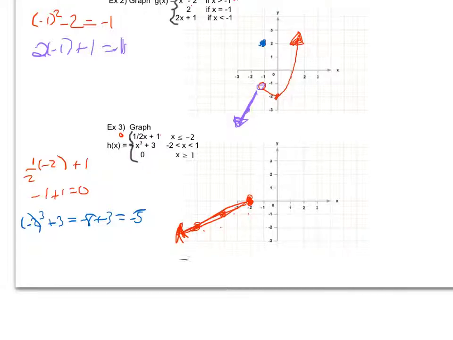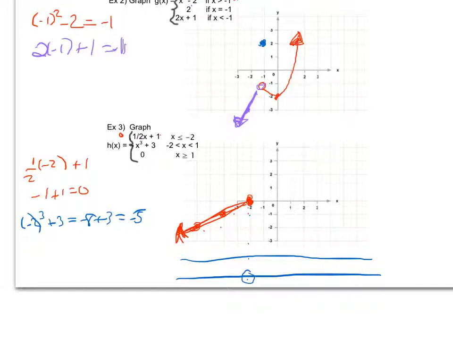-2 cubed plus 3 is -8 plus 3, which is -5. So let me extend my graph a little bit here. So when x is -2 with an open circle, I'm at -5. 1, 2, 3, 4, 5. So I should be about right here. And then when x is 1, I'm going to plug in my other endpoint. 1 cubed plus 3 is 1 plus 3, so 4. 1, 2, 3, 4. And I'm going to use an open circle again.